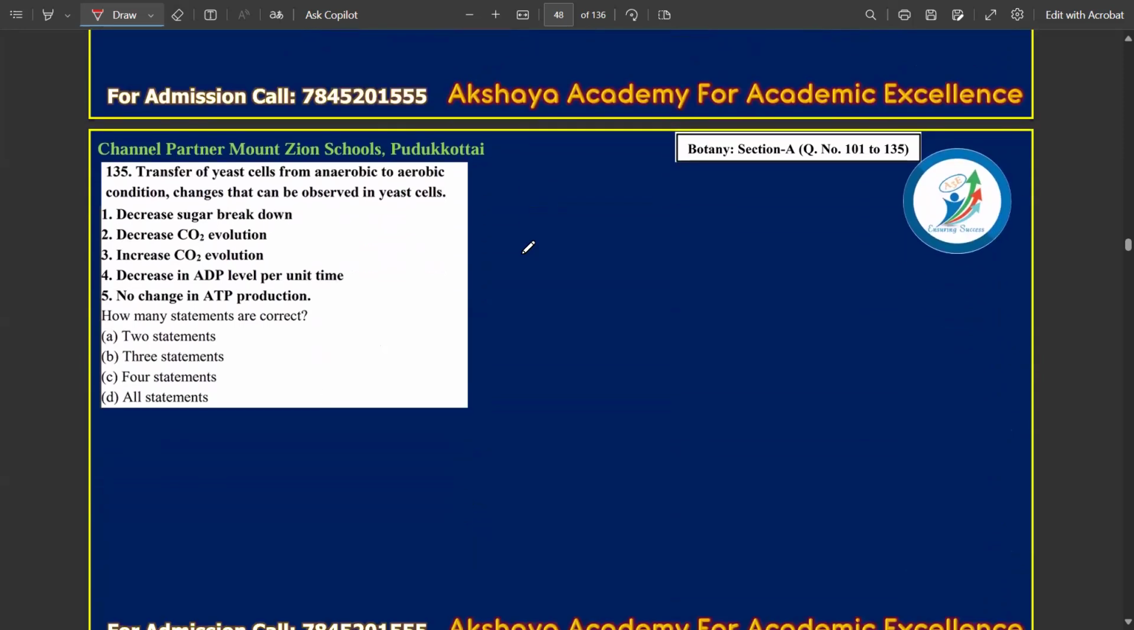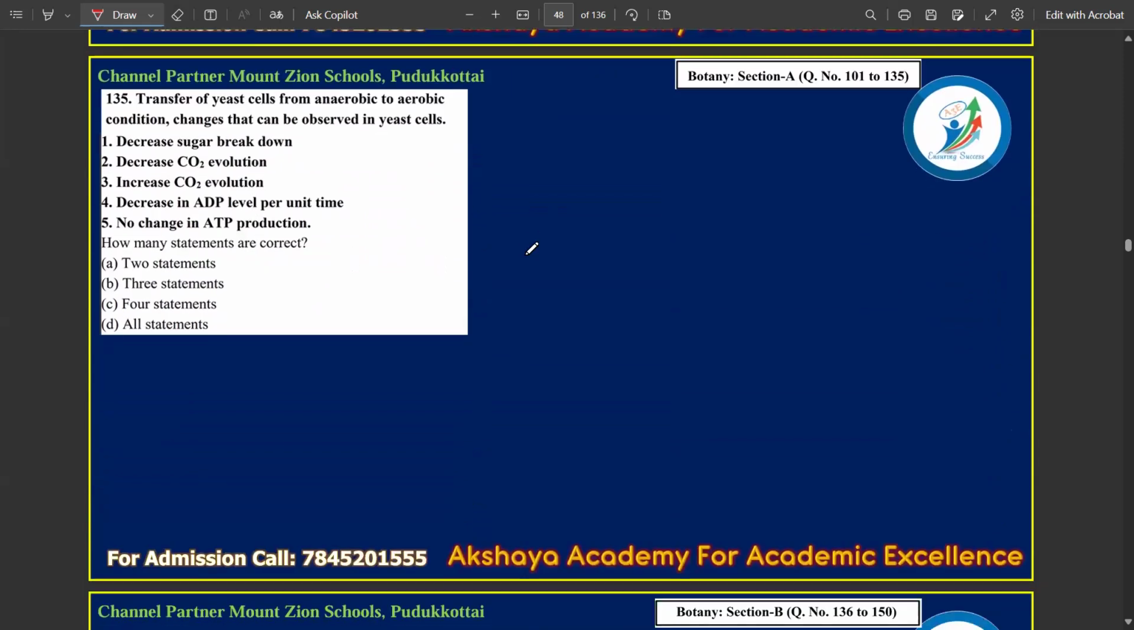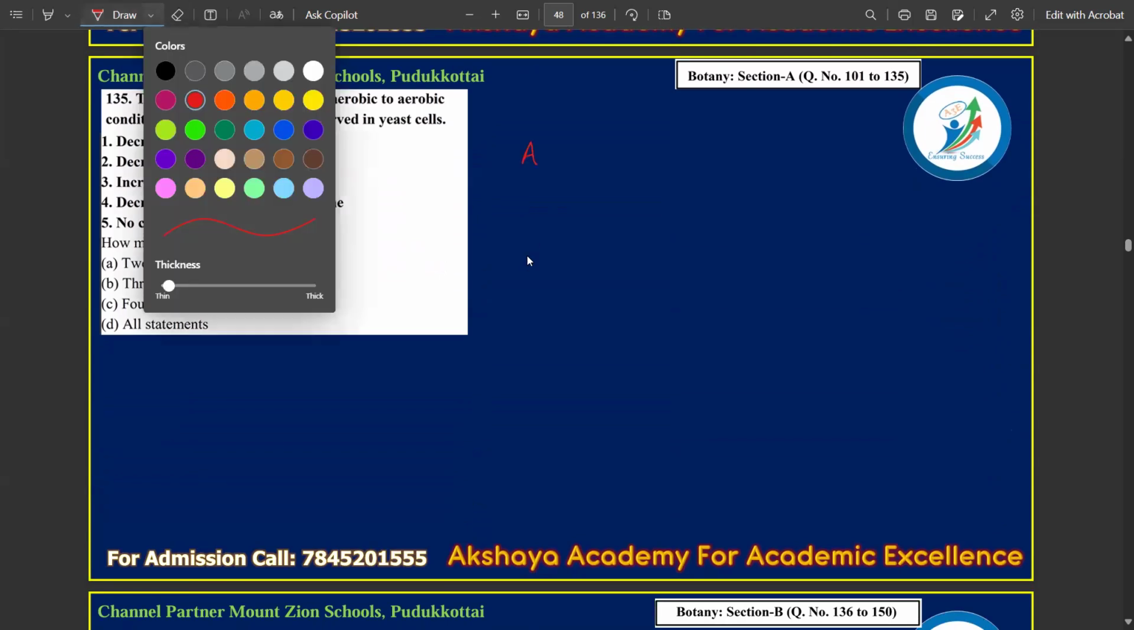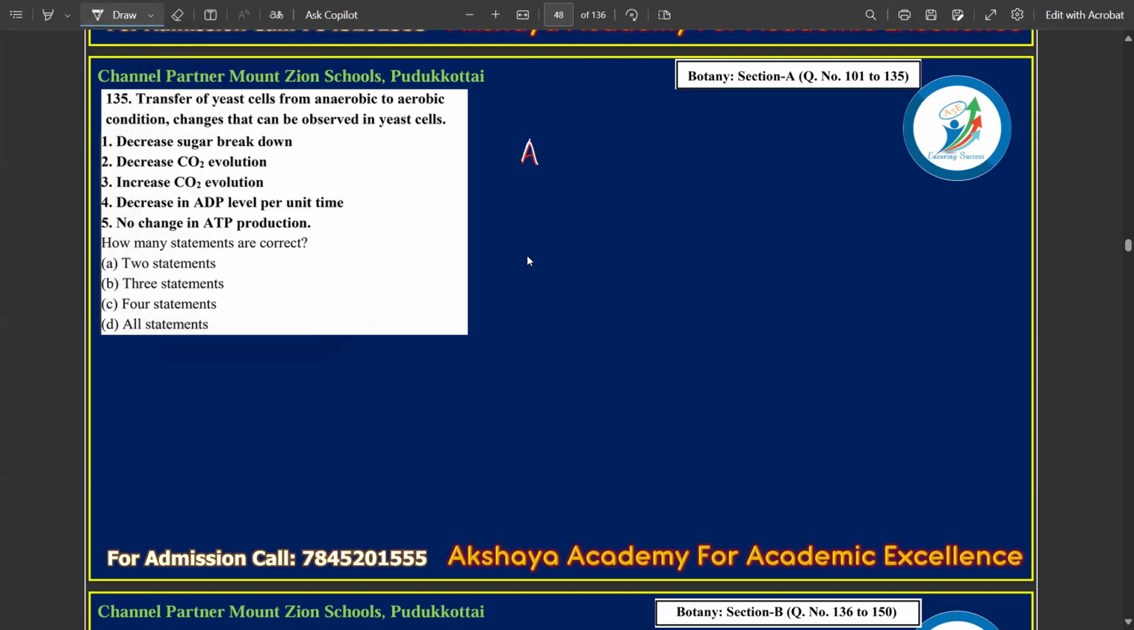And then here's a question: transfer of yeast cells from anaerobic condition to aerobic condition. So yeast are in anaerobic condition, and you are shifting the yeast from anaerobic to aerobic condition. So what will happen? They start consuming oxygen. So how is it going to change? What changes can be observed in yeast cells?